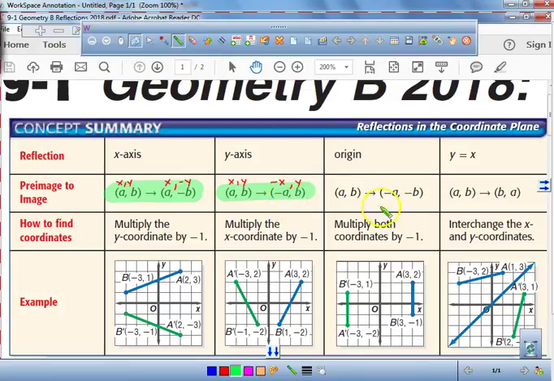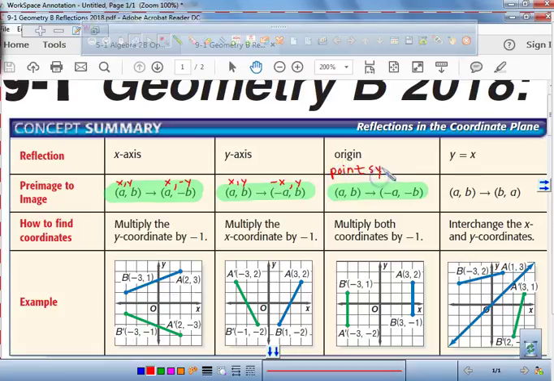Now this over here was a little tricky. This is across the origin. This is not line symmetry. This was the only one that is what? Point symmetry, which means we are going across a point, not across a line.